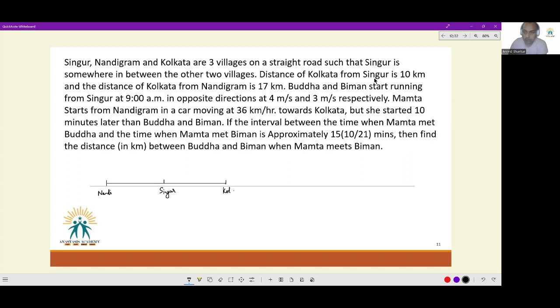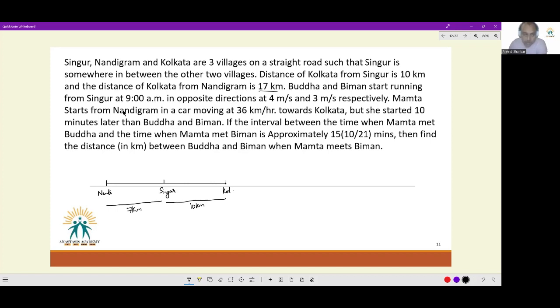Distance of Kolkata from Singur is 10, so this gap is 10 kilometers. And distance of Kolkata from Nandigram is 70. The full thing is 70, which means Nandigram to Singur is 7 kilometers. Hopefully, we did not end up taking Singur to Nandigram as 17 kilometers. Kolkata to Nandigram is 17 kilometers.